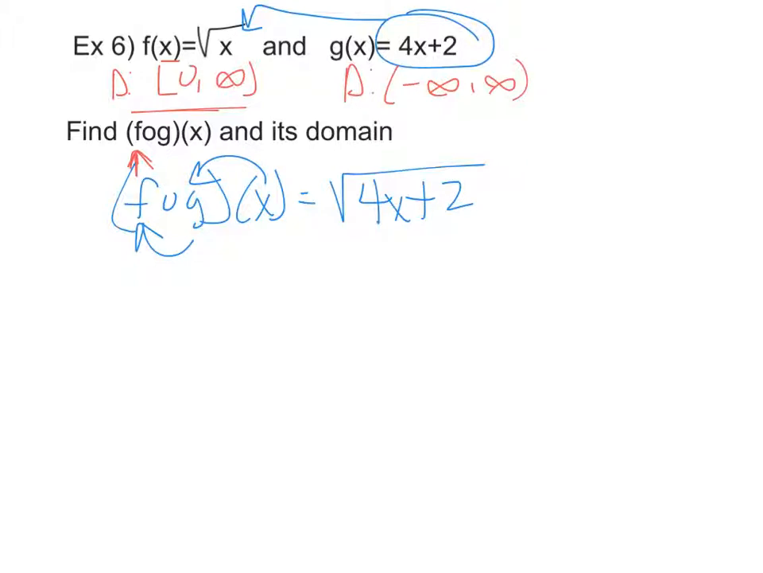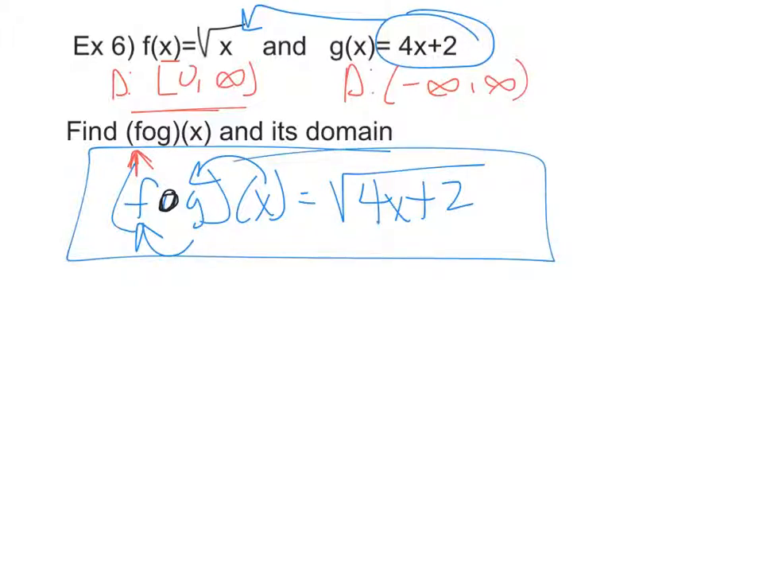A common error I see is multiplication. This is not multiplied. This little o in the middle here tells you it is composition. You have to sub it in. You're not multiplying those together. That is something different. So here I have my new function. Here's my composition: the square root of 4x plus 2.